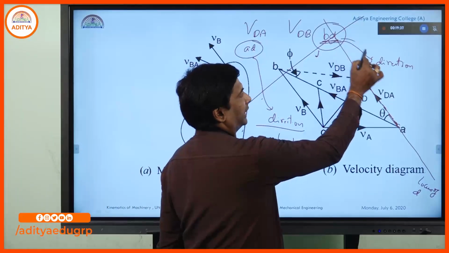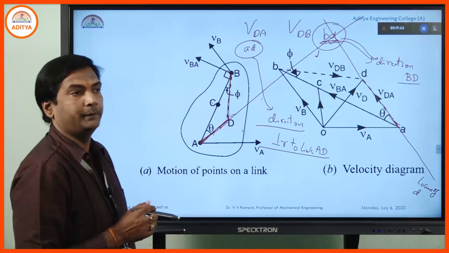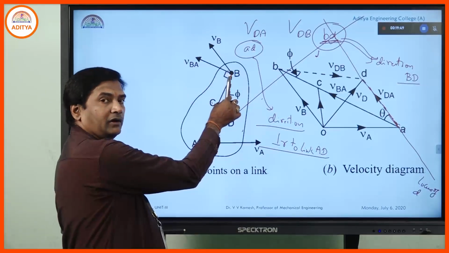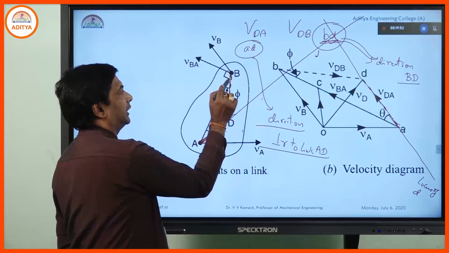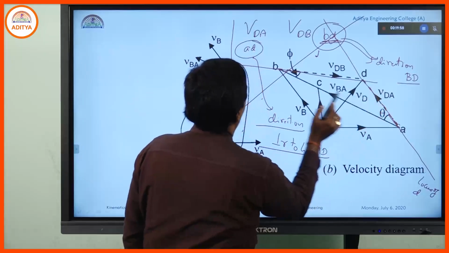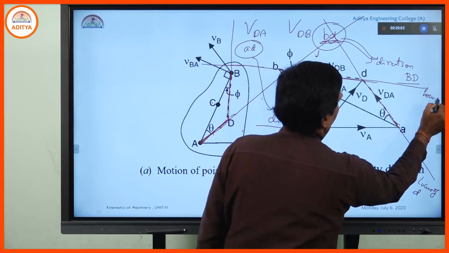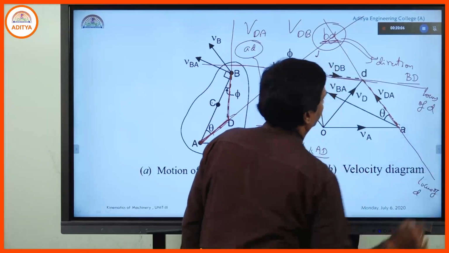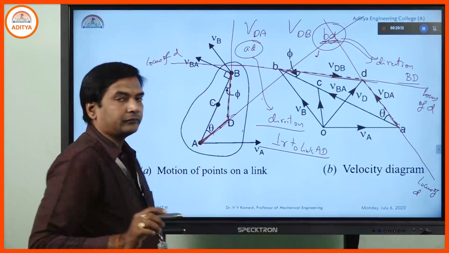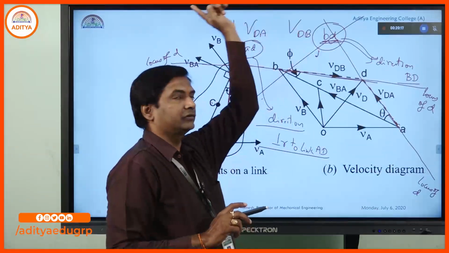Now, BD. What is the direction of BD? It is perpendicular to the link BD. Now we will take BD into consideration. This is BD. So to this, perpendicular from B, take this line and perpendicular from the B point, we need to draw another line. Here also extend towards left and right, locus of D. Here also I am writing locus of D. Now there are two loci, this is the locus of D and this is the locus of D.